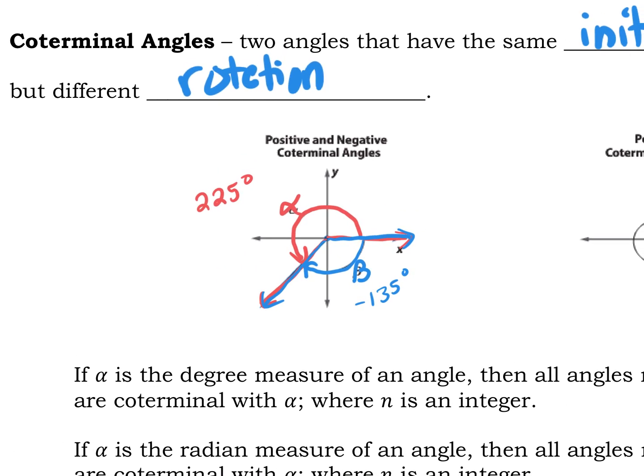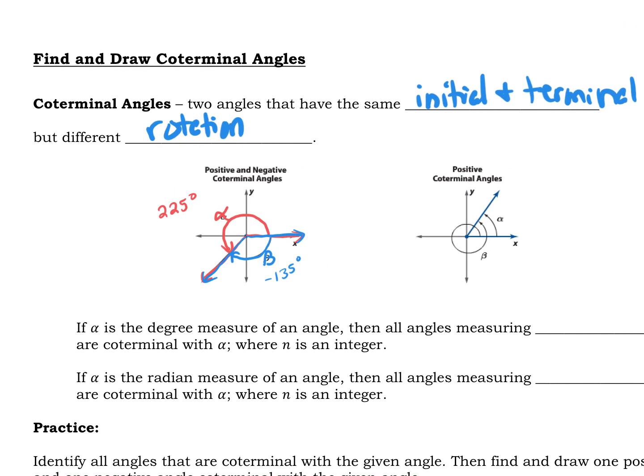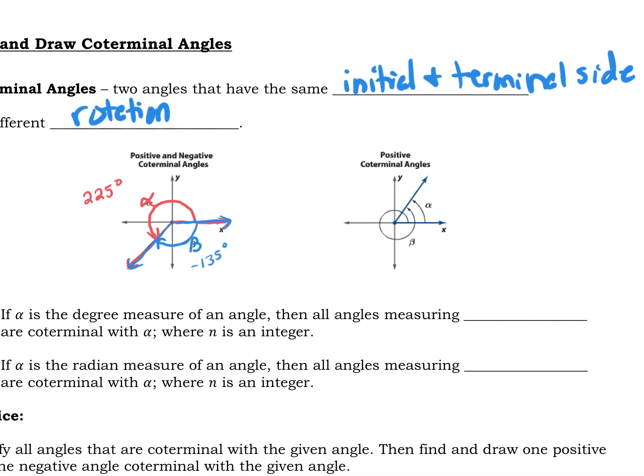So what we're saying then is that a 225 degree angle and a negative 135 degree angle, they start in the same place, they stop in the same place, but obviously we're rotating differently in order to get to that place. Okay? So sometimes when you see coterminal angles, you're going to see that one's positive and one is negative. You can also have multiple positive coterminal angles. So that's what they're showing you in this other example here, right?